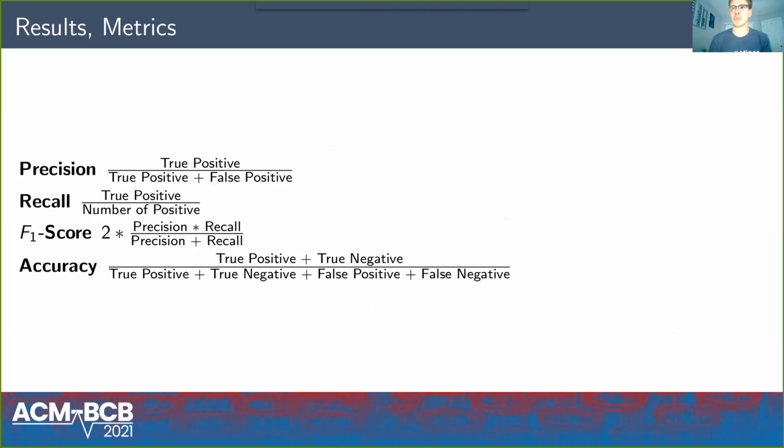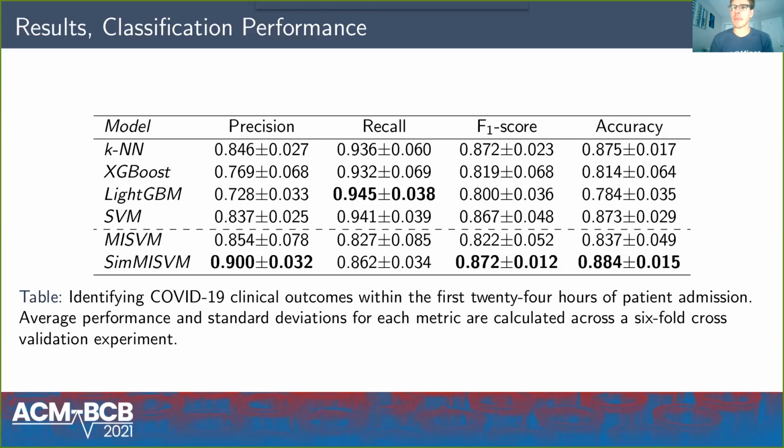Here are the metrics that we compare our approach against: precision, recall, F1 score, and accuracy. We compare our method against k-nearest neighbors, 2 decision tree algorithms, support vector machine with kernel, and the multi-instance SVM and the simultaneous multi-instance SVM proposed in this work. We can see from this table that our approach improves the precision, F1 score, and accuracy results in the first 24 hours of patient admission, indicating that our method can accurately predict from this data set.